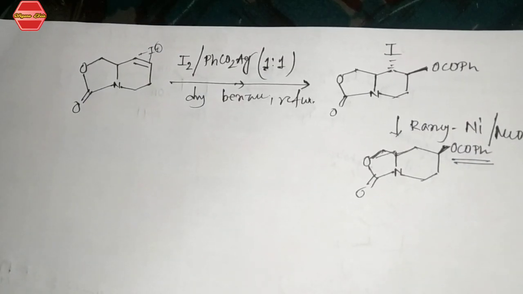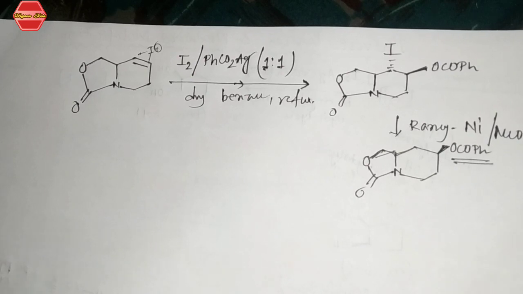So this is all about this Woodward and Prevost mechanism. This is very much important for IIT JAM and your BSc or undergrad level.